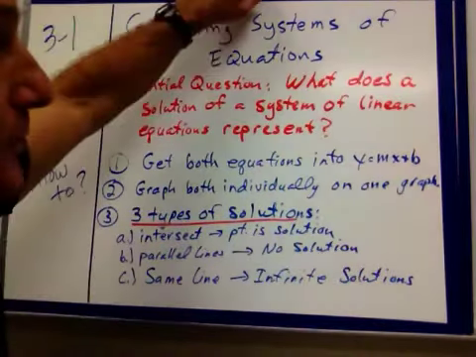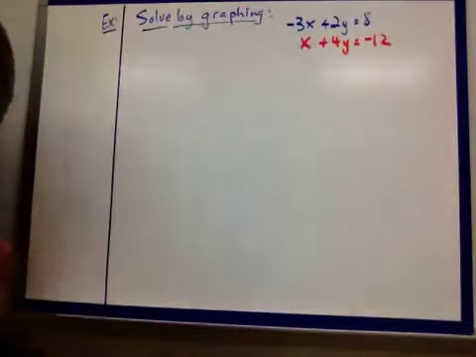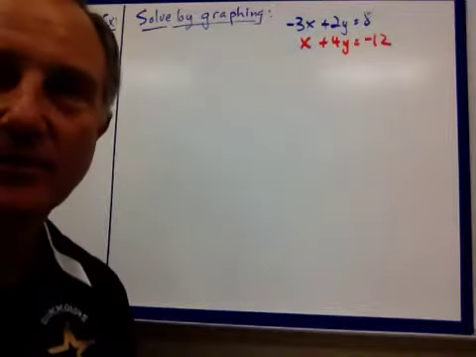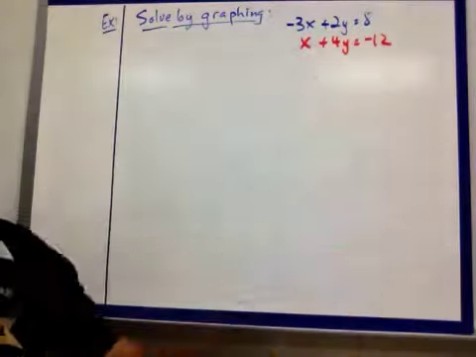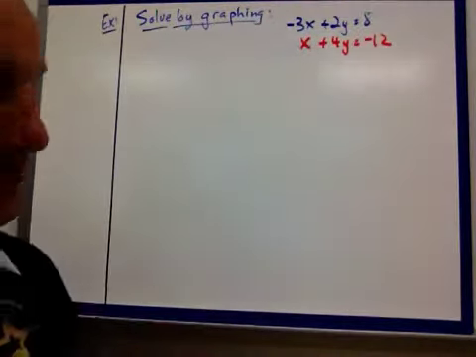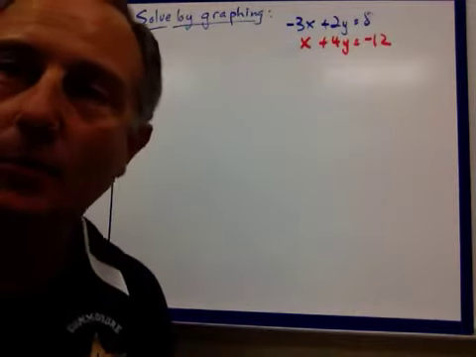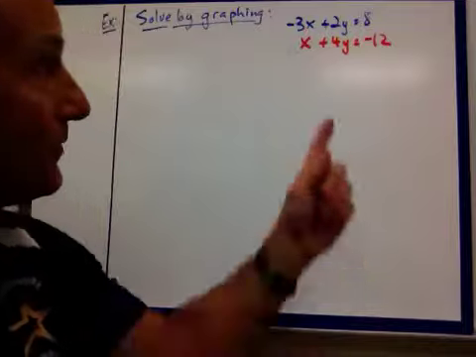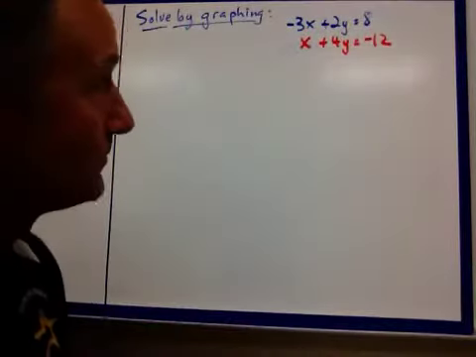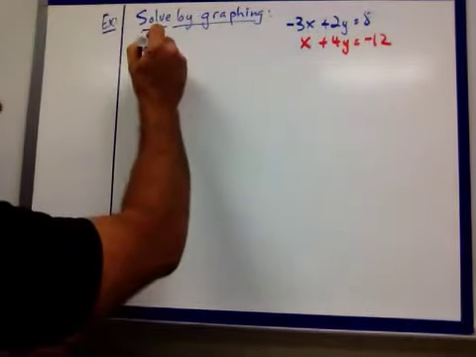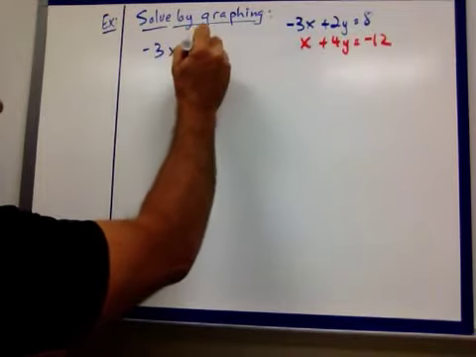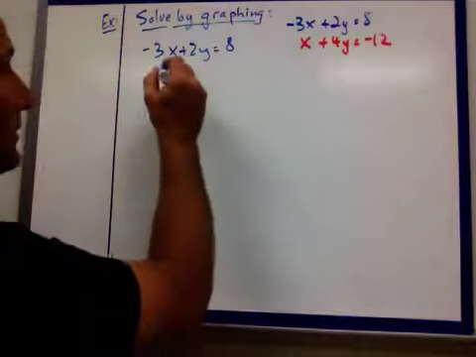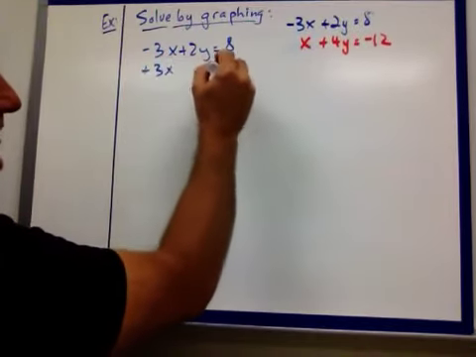So what does it look like in a problem? Okay, you're going to get something like this: negative 3x plus 2y equals 8 and x plus 4y equals 12. If they're in y equals form already, you're good. Don't mess with it, just graph it. But if it's in standard form like this one, I'll take the first one here, negative 3x plus 2y equals 8, and I'm going to solve for y. I'm going to add my 3x because it's negative there.